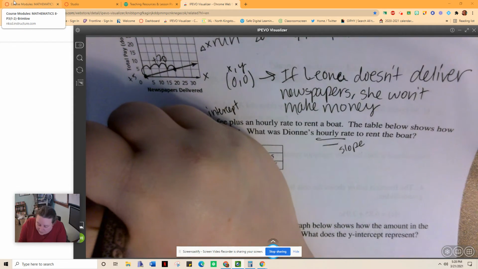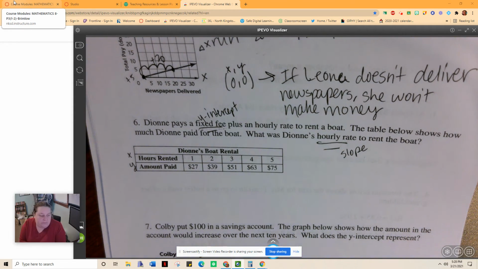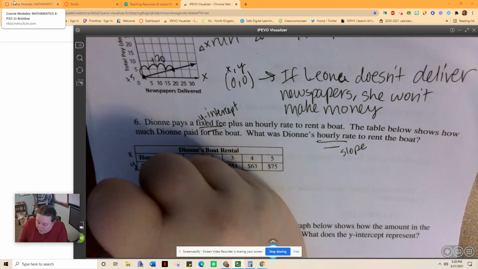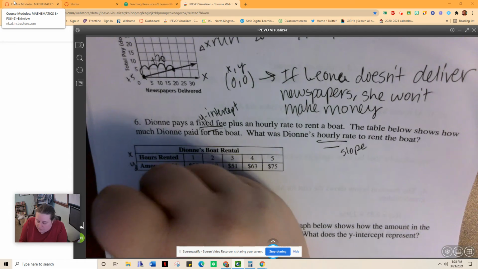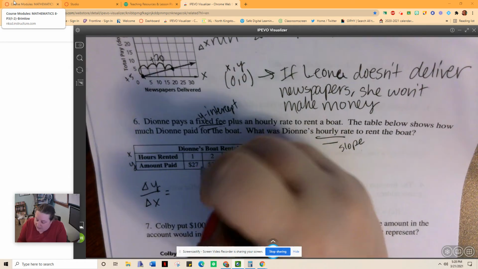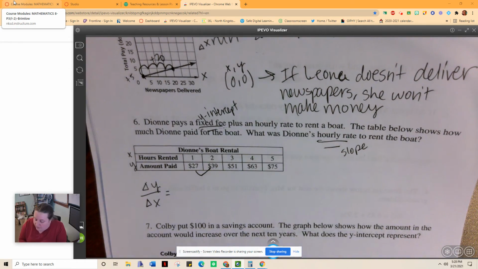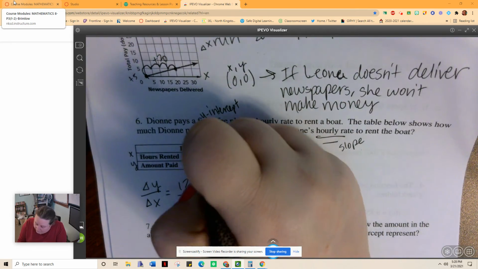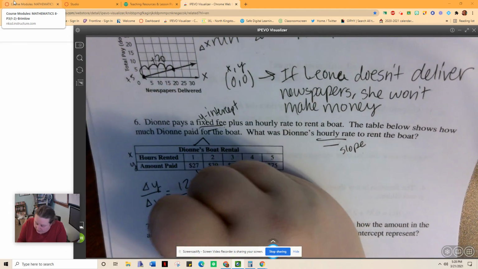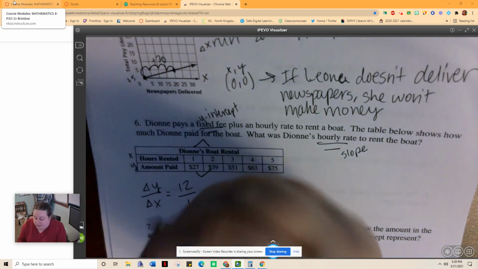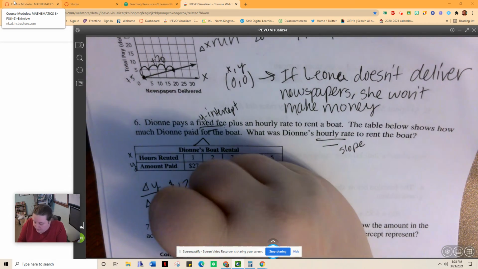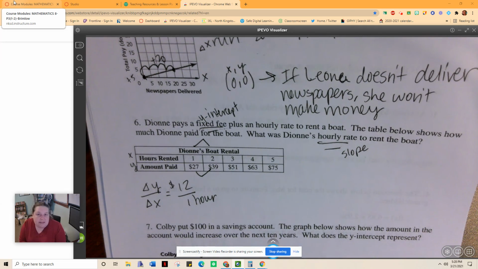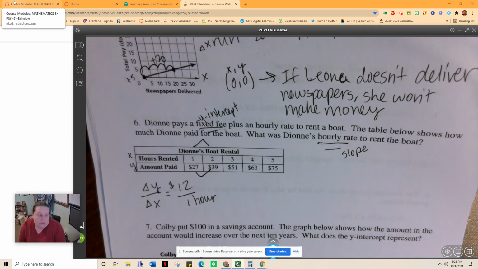So to find slope here, x, y is how the horizontal tables are set up unless they tell you otherwise. So I know slope is the change in y over change in x. So here, I'm increasing by 12. And then for hours, I'm increasing by 1. Can't simplify this anymore. So this is $12 per hour. So that's the hourly rate or wage to rent the boat.